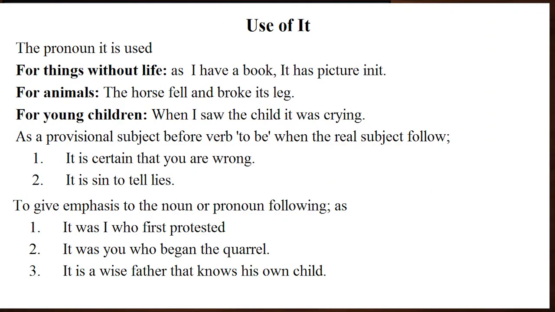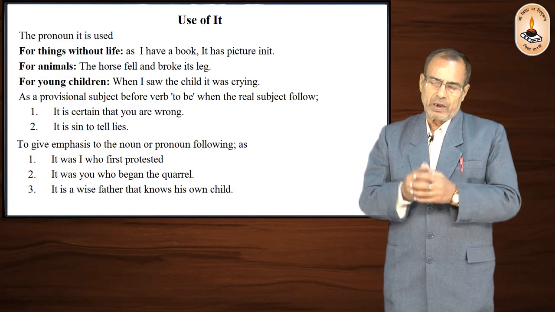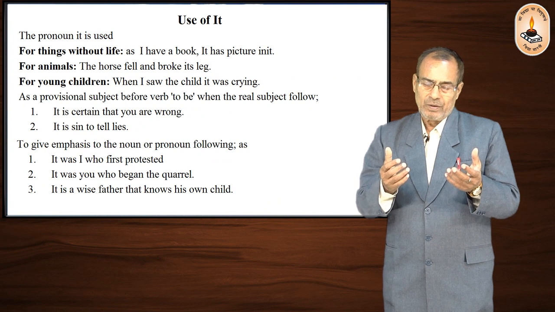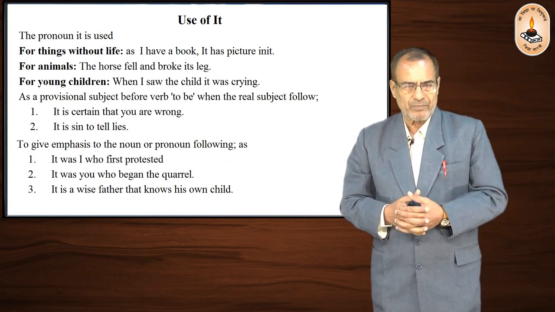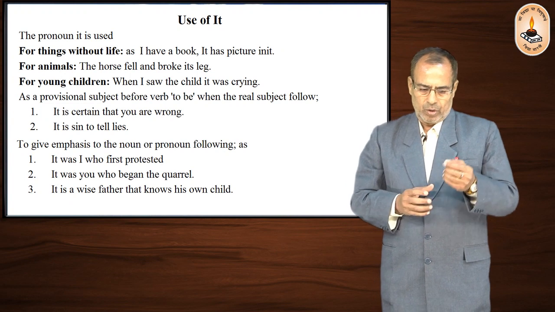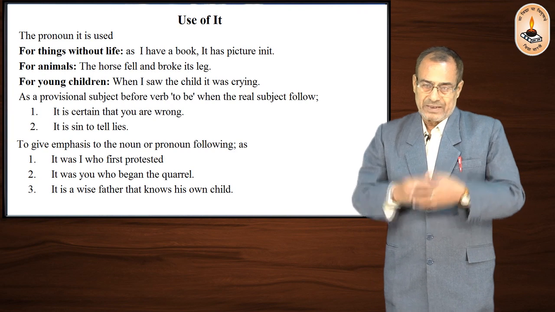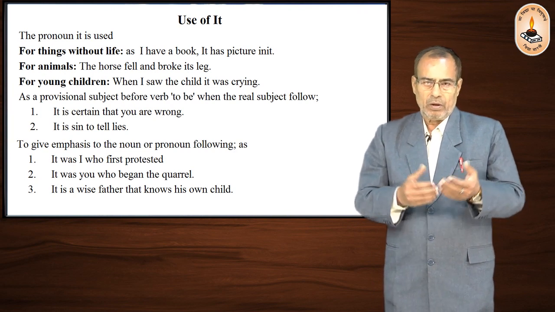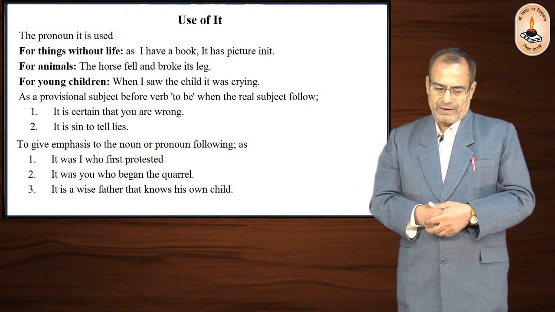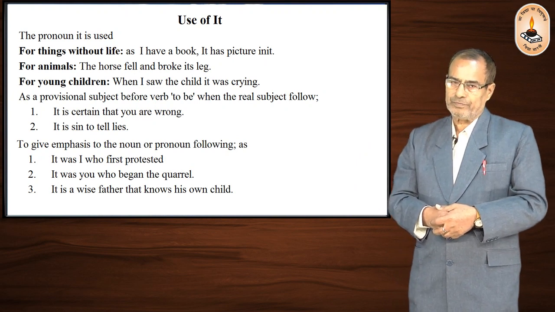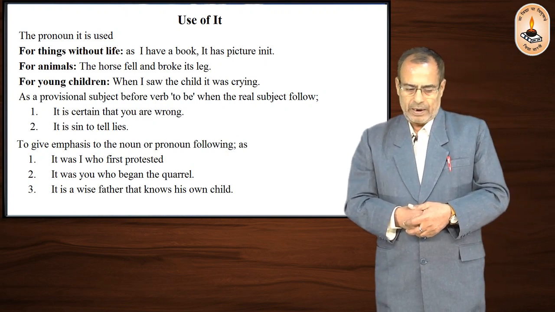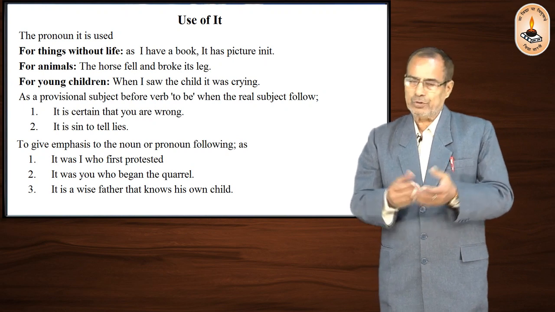It is also used as a provisional subject before verb to be. The verb to be, as we know, stands for is, am, are, was, were. So, before them we use it. Just as in the sentence, it is certain that you are wrong, and it is sin to tell lies.